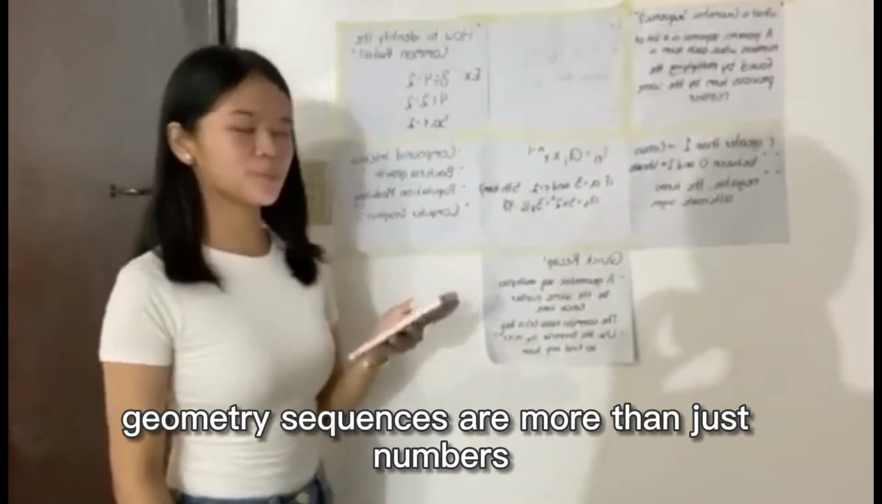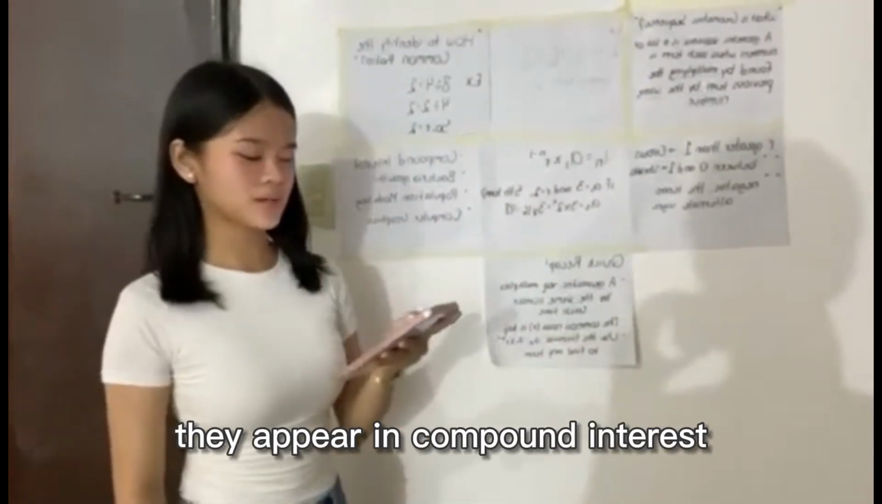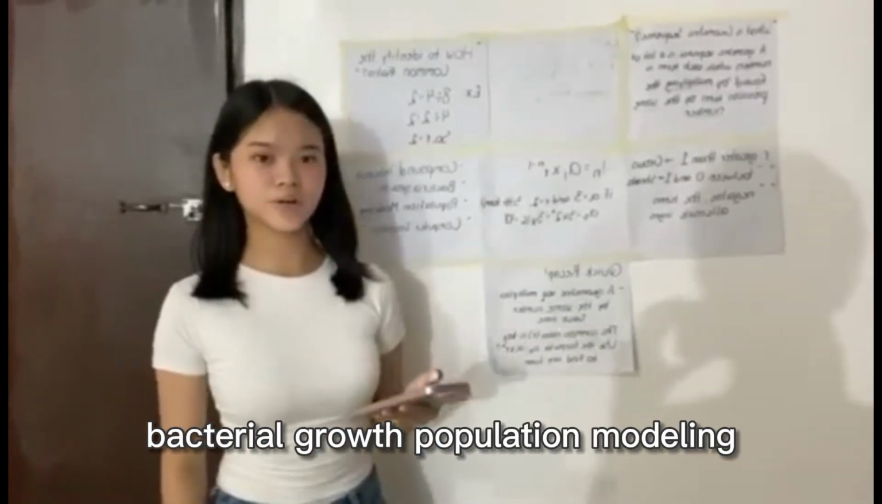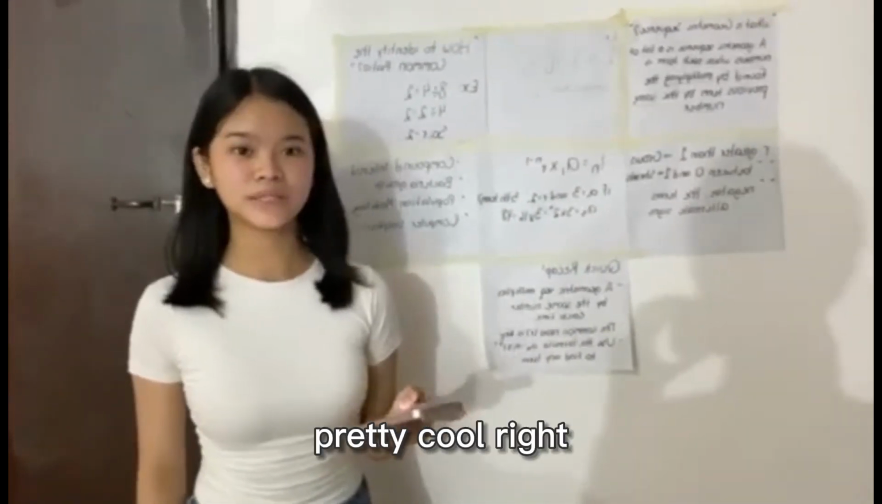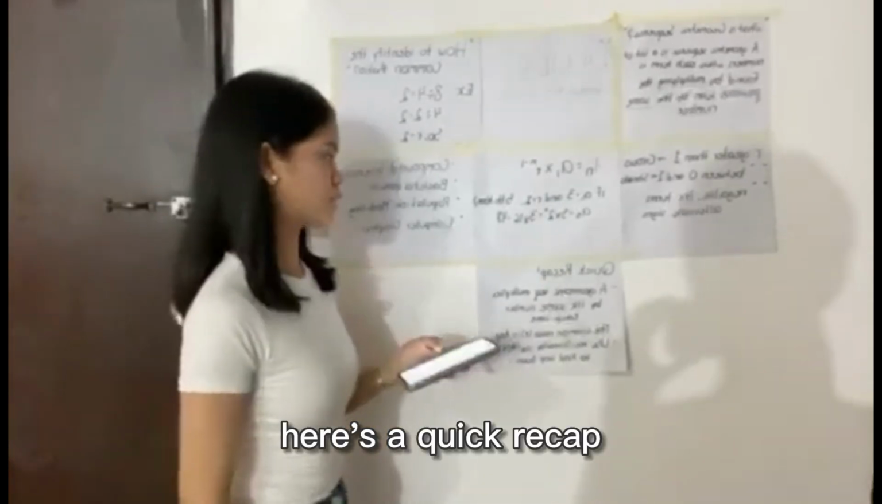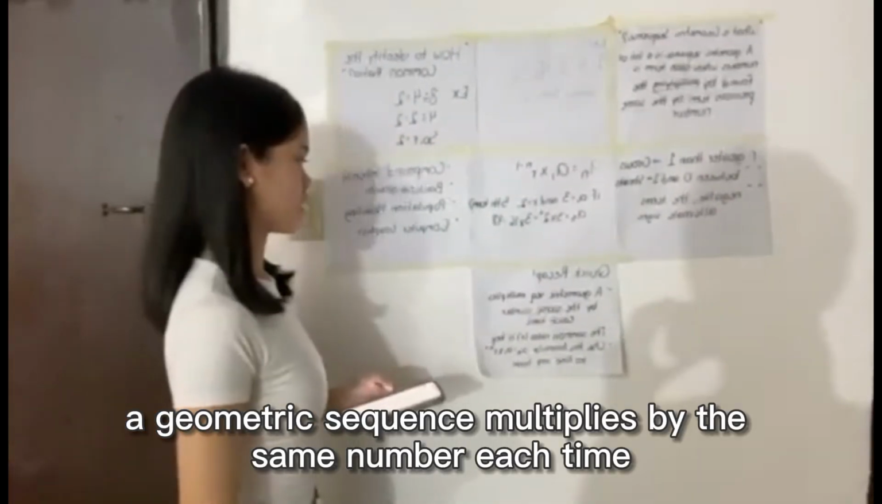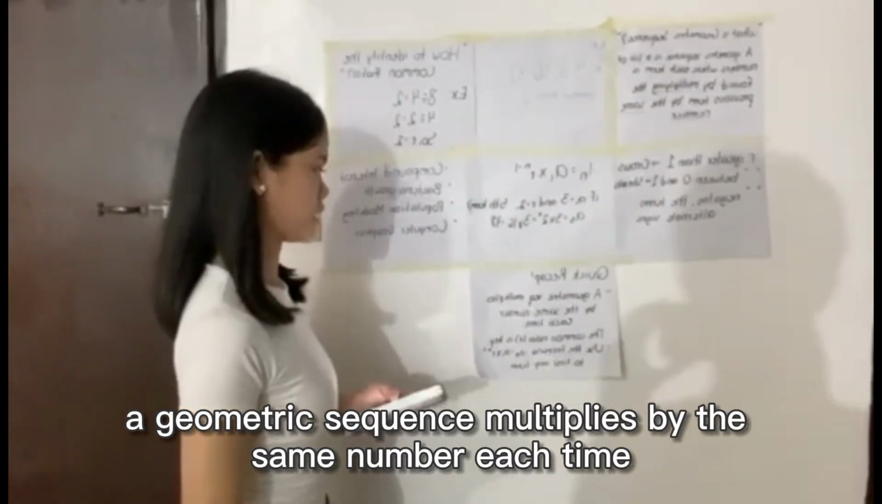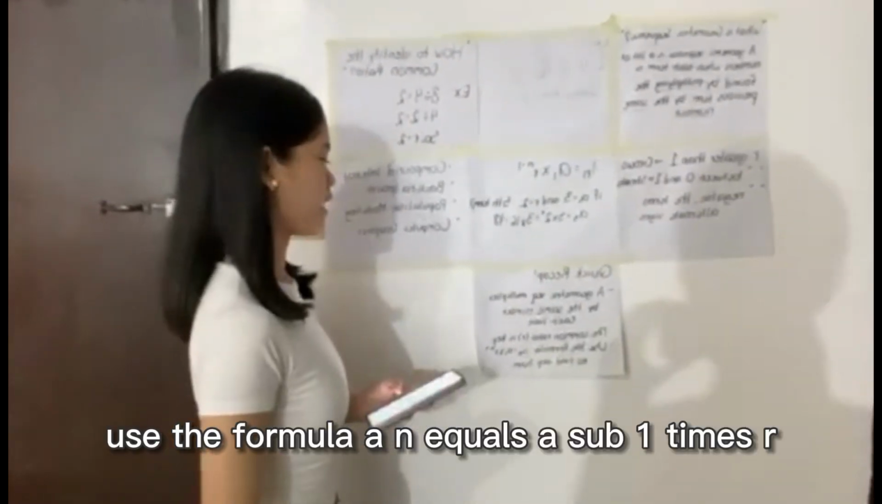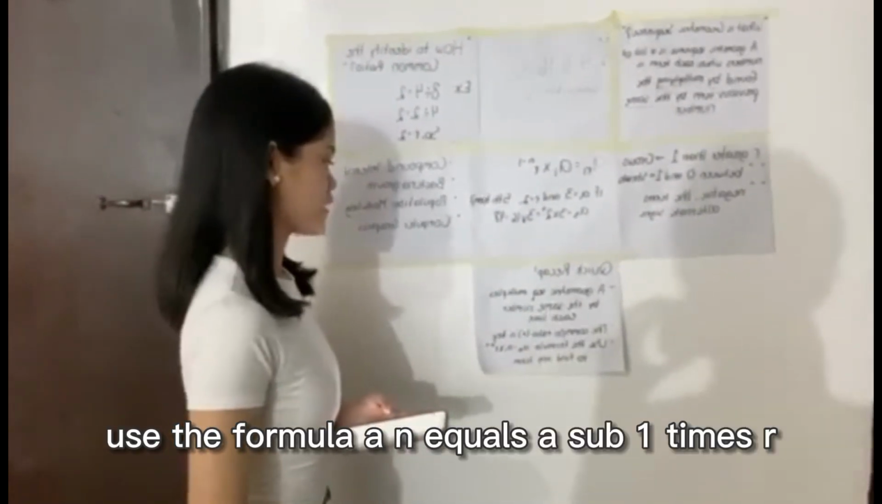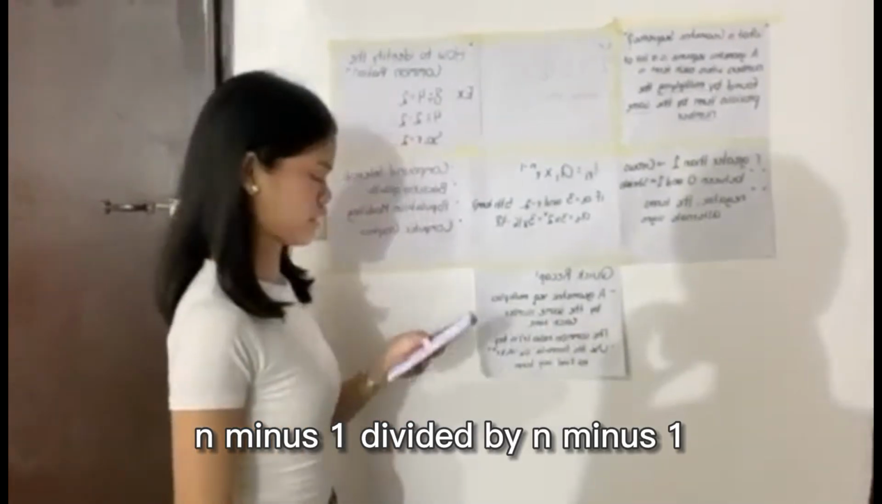Geometric sequences are more than just numbers. They appear in compound interest, exponential growth, population modeling, and even in computer graphics. Pretty cool, right? Here's a quick recap. A geometric sequence multiplies by the same number each time, called the common ratio r. Use the formula an equals a sub 1 times r to the power of n minus 1 to find any term.